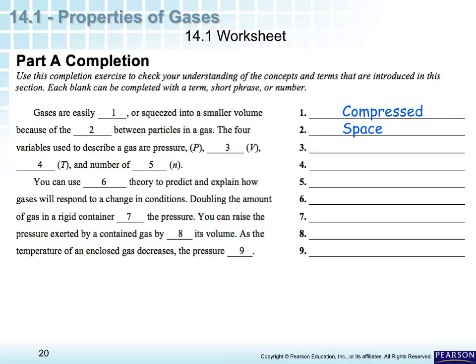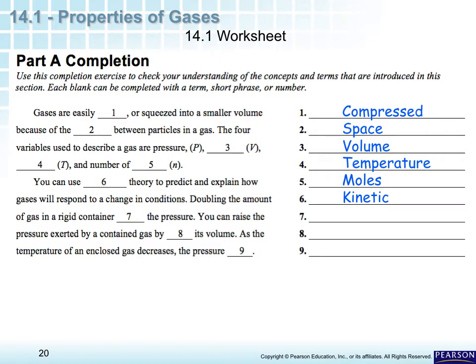The four variables: P is for pressure, V is for volume, T is for temperature, and the number of moles is N. The lowercase n is moles. If you want to predict how gases are going to respond by changing any of those four factors, we use the kinetic theory, which shows that particles are moving. So if they're moving at a higher temperature, that's more energy; lower temperature, less energy.